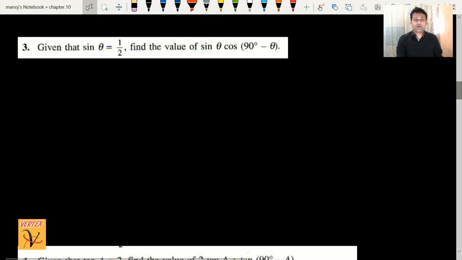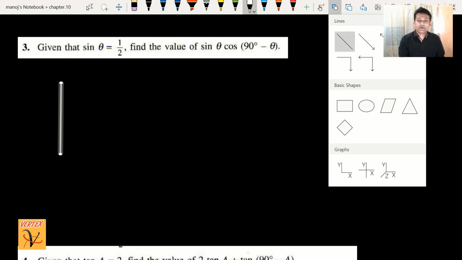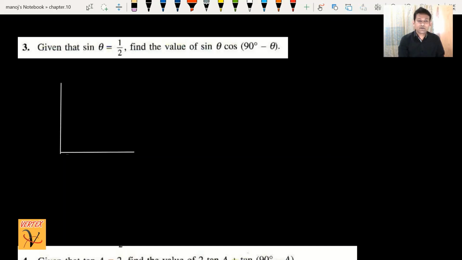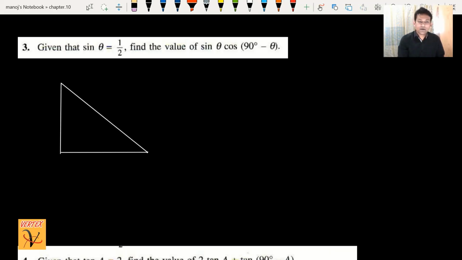Okay, this part I'm talking about, according to this part, sine theta is 1 upon 2. What do you have to do? First of all, you have to make a right angle triangle. Then you can write this, which angle is angle theta. This is angle theta, this is 90 degree. So sine theta is opposite upon hypotenuse. This is 1 and this is 2.